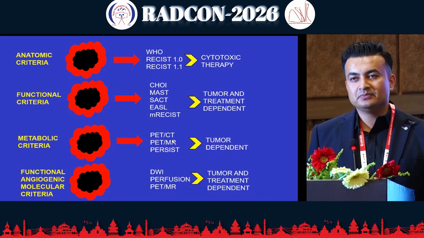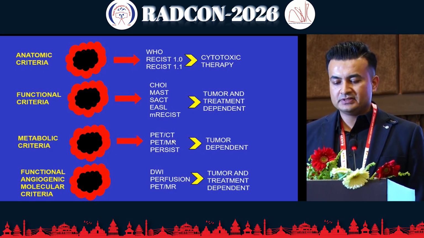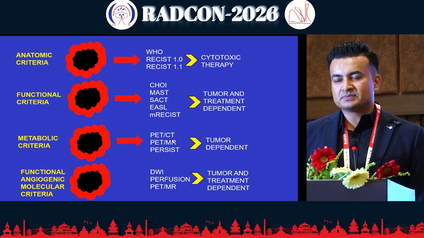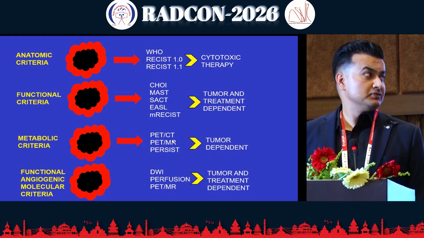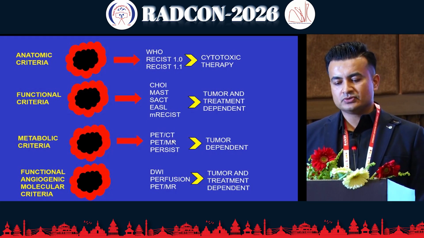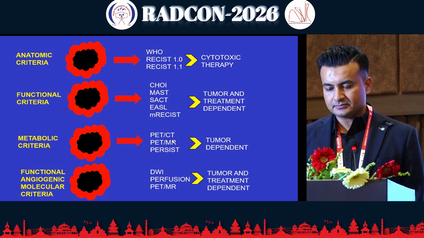However, with time, with the advent of immunotherapy and targeted therapies, the tumor size might not shrink, but the necrosis within the tumor increases and the functional level within the tumor decreases. So size is no longer the criterion in all tumors. We'll talk about RECIST, we'll talk about the functional criteria CHOI, and we'll talk about PERSIST.